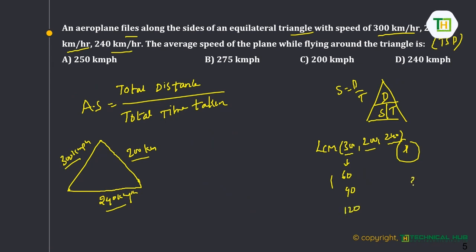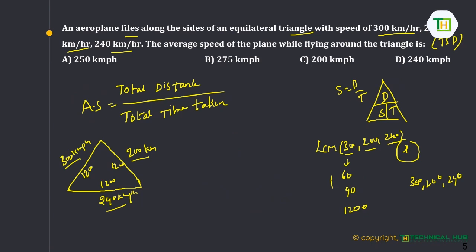And 20 and 24. But here it is 300, 200 and 240, that's why I will take one more zero. So the LCM of 300, 200 and 240 is 1200. I'm taking the side of the equilateral triangle as 1200 kilometers. You can take any value, but to avoid decimal values, I'm taking the LCM of the given numbers. If you take the LCM, then you will get integer values.